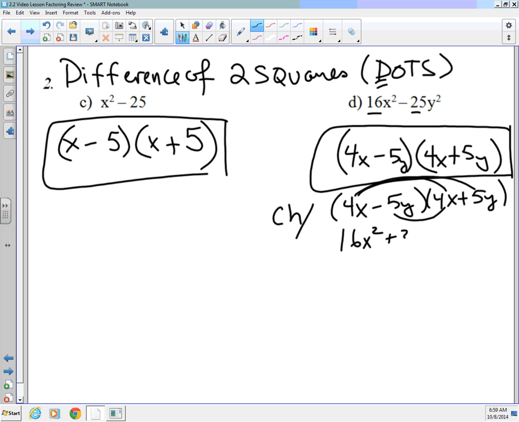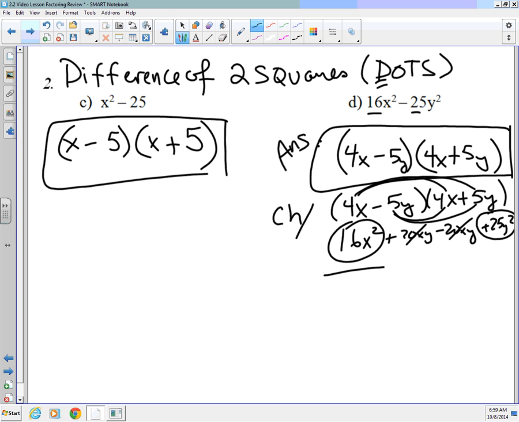So that's the beauty of this factorization. Those middle terms go away. They're opposites. And then negative 5y times positive 5y is positive 25y squared. And then you're back to the 16x squared plus 25y squared. This is the answer, by the way. This is just a check.